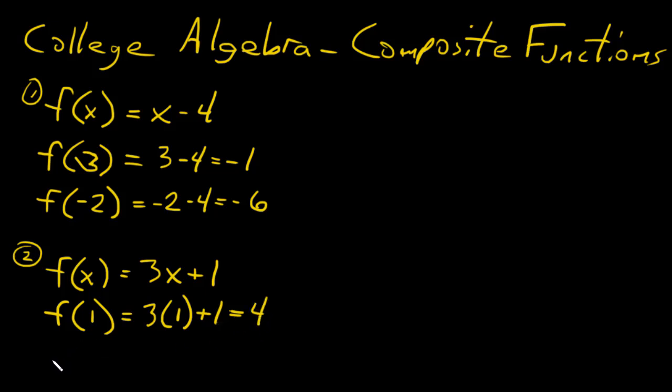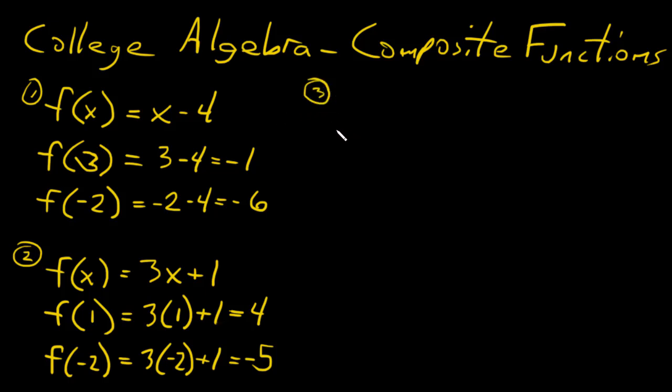Next, let's do f of negative 2. It's going to follow the exact same pattern. It's going to be 3 times negative 2 plus 1. That's going to give me negative 6 plus 1, which would be negative 5. Hopefully that went well, and we can move on to the next one.